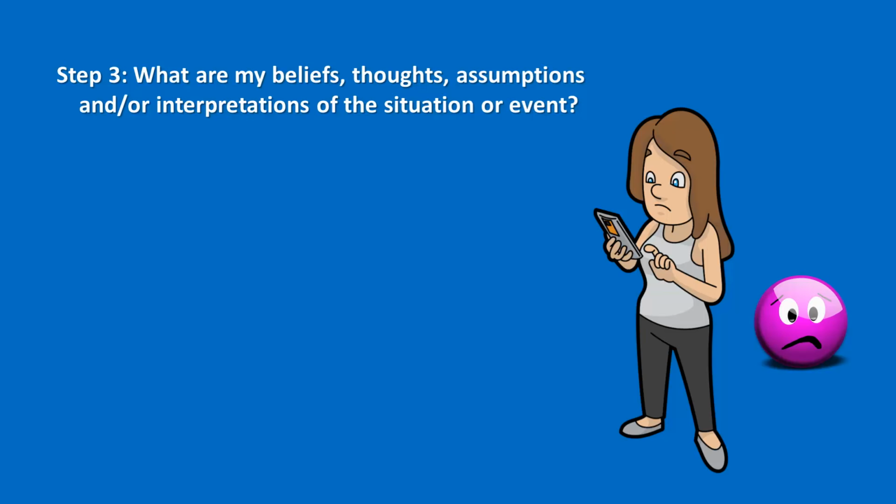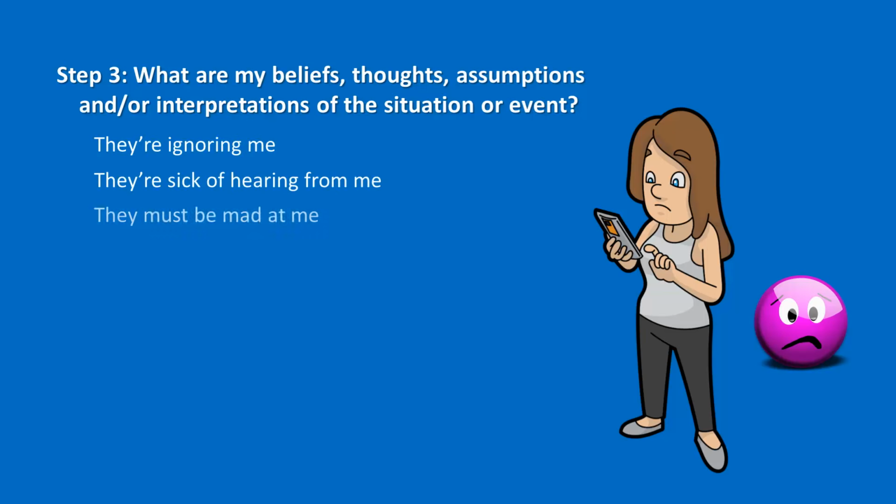And then in step 3, we ask ourselves, what are my beliefs, thoughts, assumptions, or interpretations of the situation or event? They're ignoring me. They're sick of hearing from me. They must be mad at me. If they cared about me, they would answer my text.